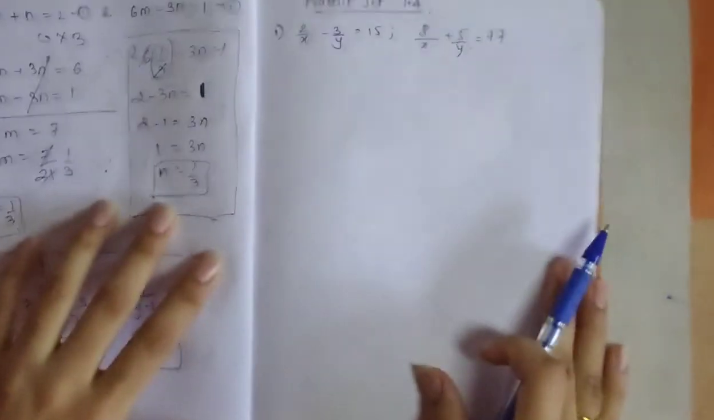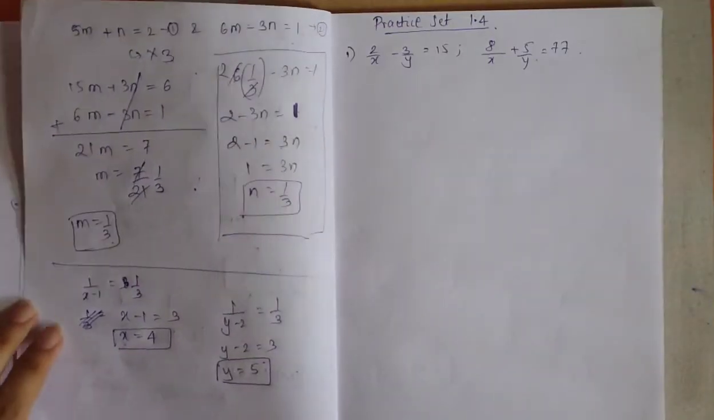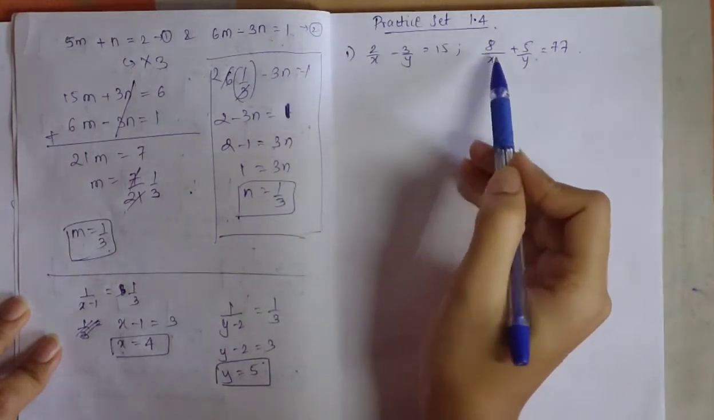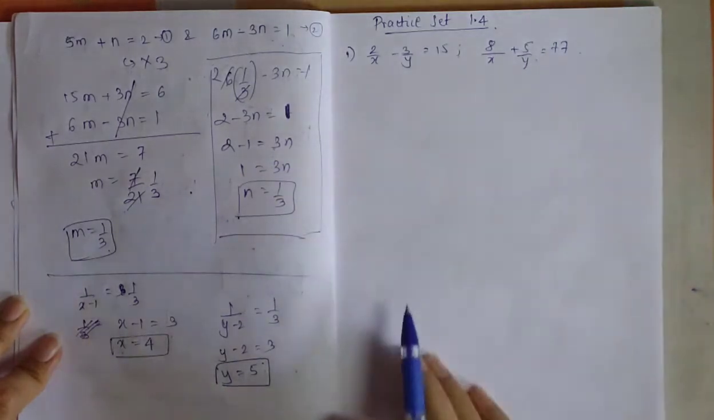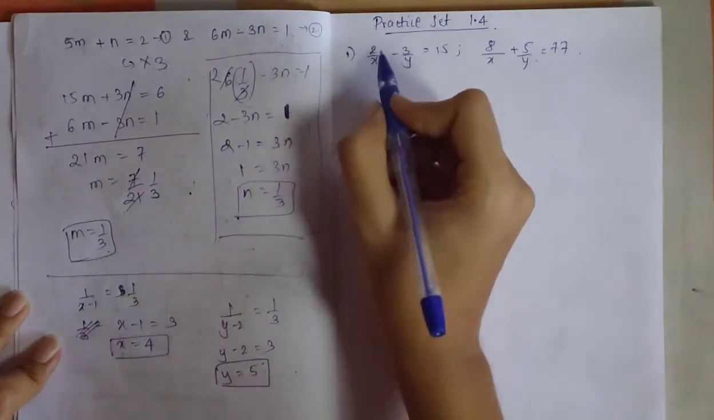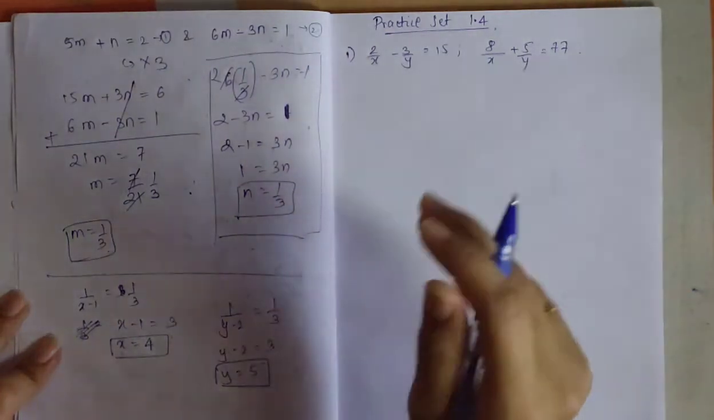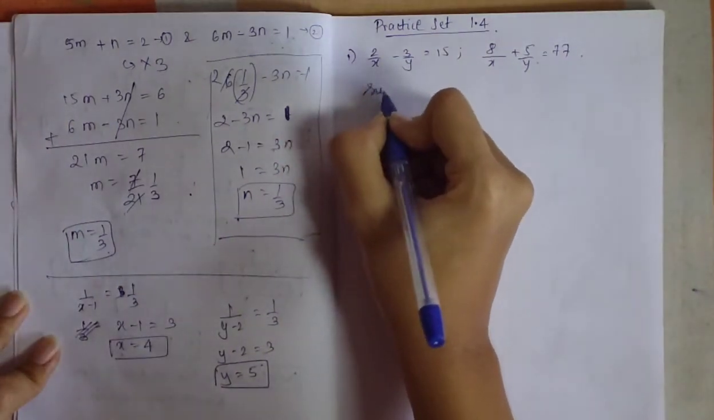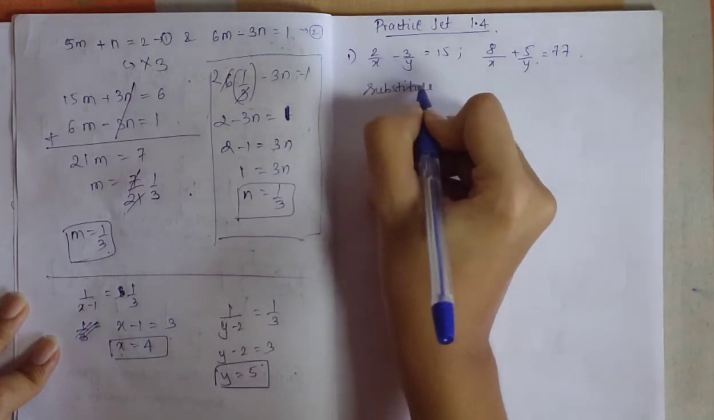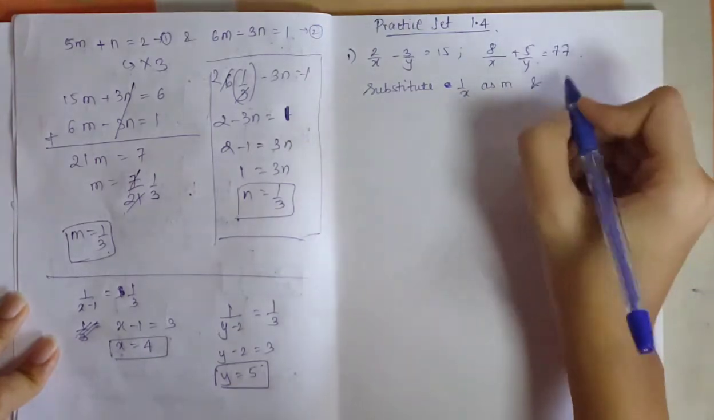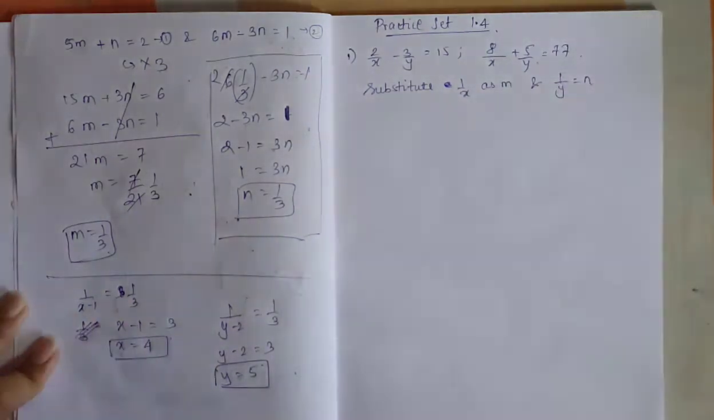Okay. So let's move forward to your practice set 1.4. In your practice set 1.4, the first sum says 2 by x minus 3 by y is equal to 15 and 8 by x plus 5 by y is equal to 77. Now again, as I've told you, you need to substitute these 1 by values so that your non-linear equations get converted into linear equations. So substitute 1 by x as m and 1 by y as n.